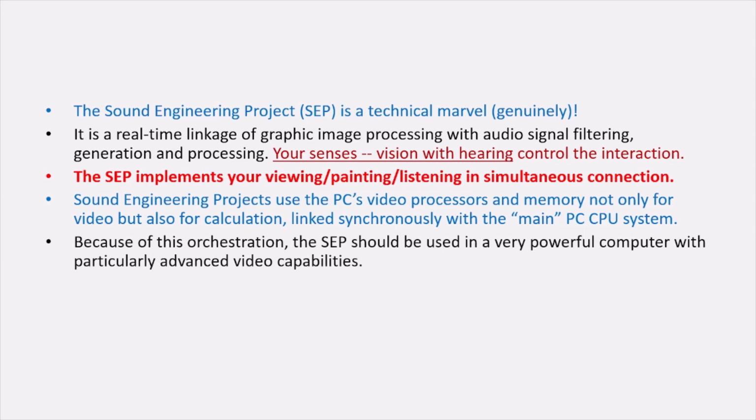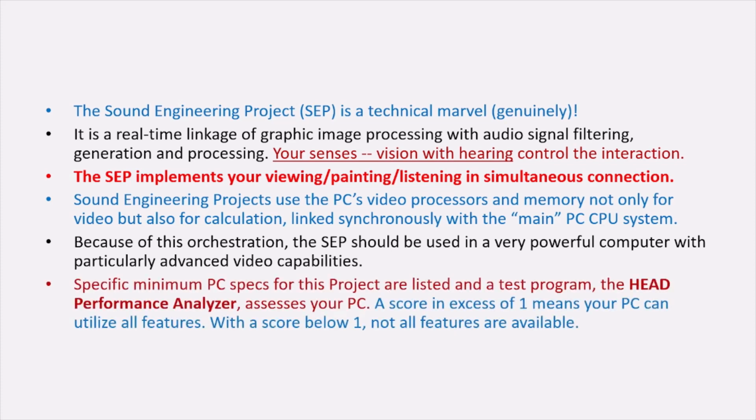So you have to use, you don't have to, but you should, in order to use all the capabilities, a very powerful computer that has particularly good video capabilities, high video GPU capability and memory. The minimum PC specifications are listed along with the information for the ASM19 toolpack, and there is a test program called the Head Performance Analyzer that you run in your PC, and it makes an evaluation.